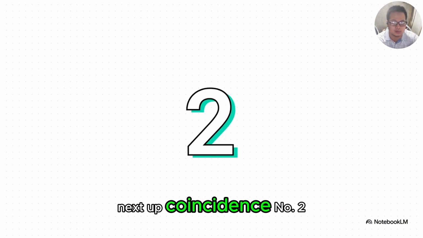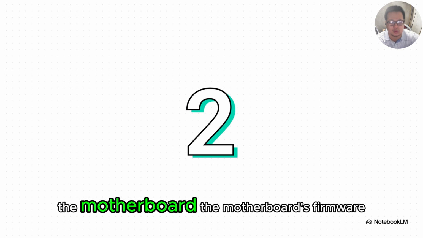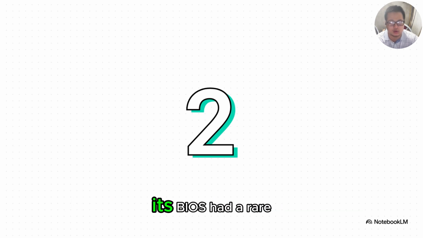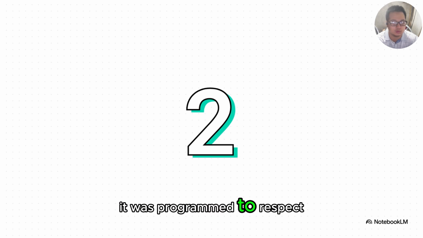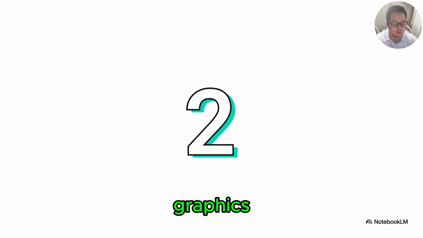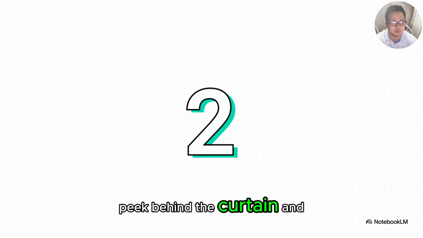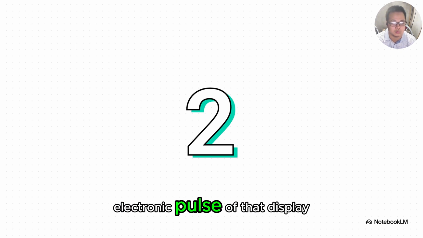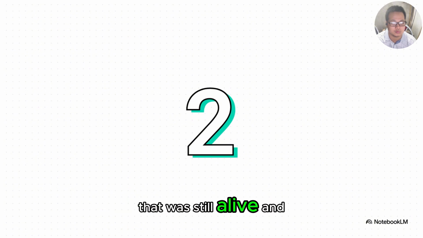Next up, coincidence number 2, the motherboard. The motherboard's firmware, its BIOS, had a rare and specific bug. It was programmed to respect Intel's permanent lock on the graphics, but this bug caused it to ignore the lock, peek behind the curtain, and detect the faint electronic pulse of that display engine that was still alive.